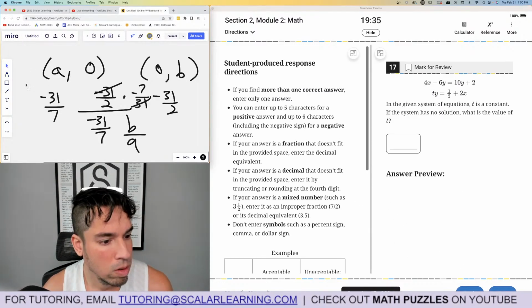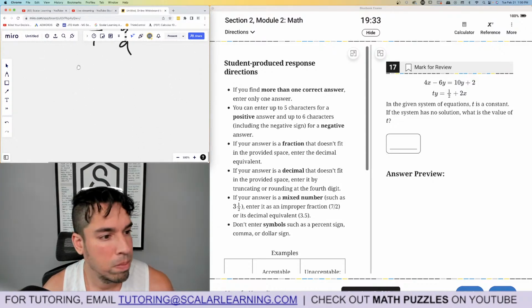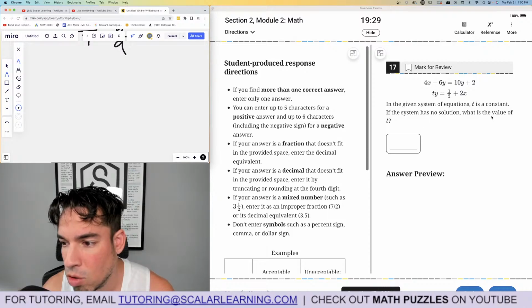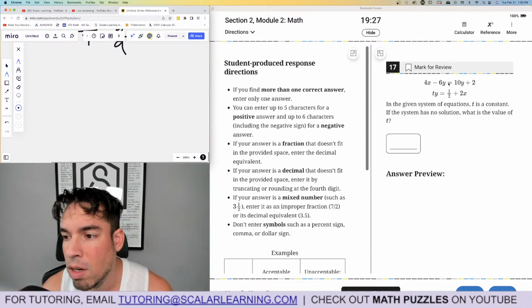17. Okay. In the given system of equations, t is a constant. If the system has no solution, what is the value of t? System has no solution.